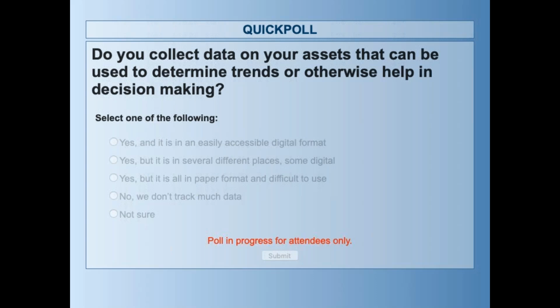So the different choices you have: yes, and it's in an easily accessible digital format, meaning you have data and it's easy enough to use. Yes, you have it, but it's in several different places. Some of it's digital, so it might not be as easy to use as you would like, but you could still do it. Yes, but it's all in paper format and difficult to use. If all of your data is in paper, you still have it, but it's going to be more difficult to use in trying to analyze trends. No, we don't track much data, or not sure. So go ahead and select your best answer out of those choices.